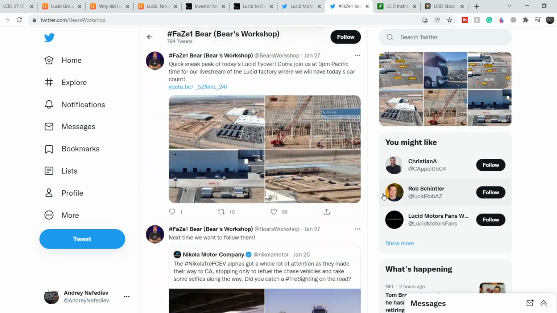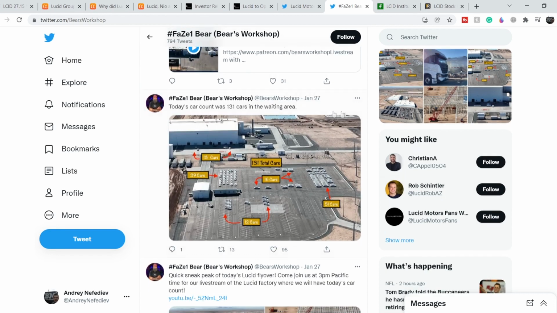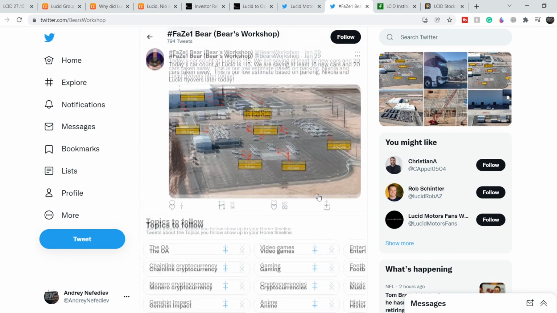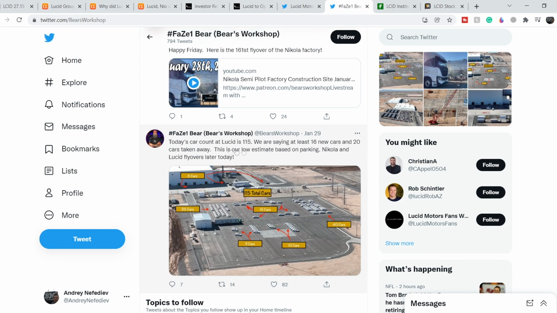Next one was made, let me show it to you, right here on January 27th. And he posted, today's car count was 131 cars in the waiting area. Next one, right here on January 29th. Today's car count at Lucid is 115. We are seeing at least 16 new cars and 20 cars taken away. This is our low estimate based on parking. Nikola and Lucid flyovers later today.